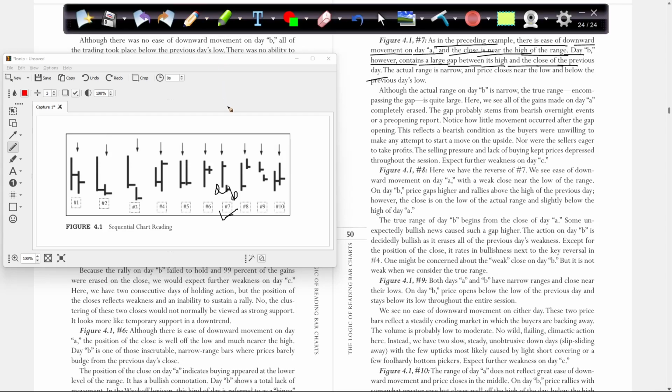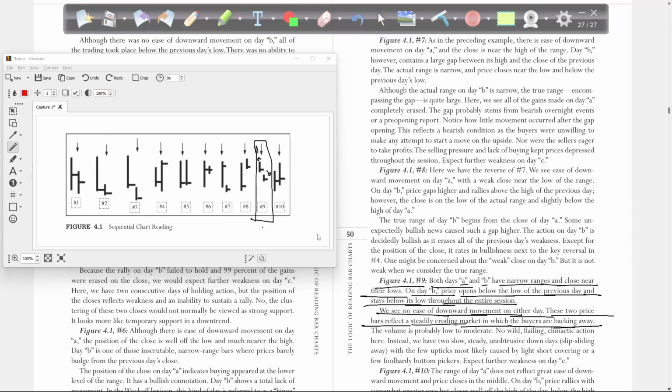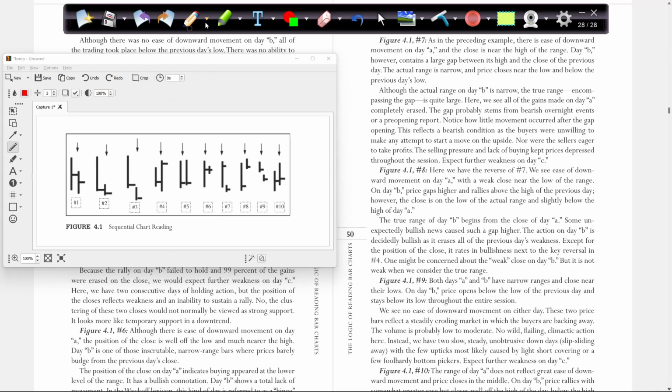So we were looking at figure 4.1 number 7. As in the preceding example, there is an ease of downward movement on day A, and the close is near the high of the range. Okay, guys, so let's continue.